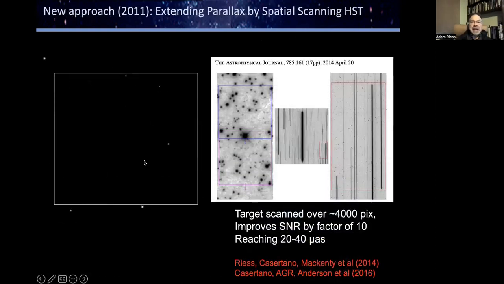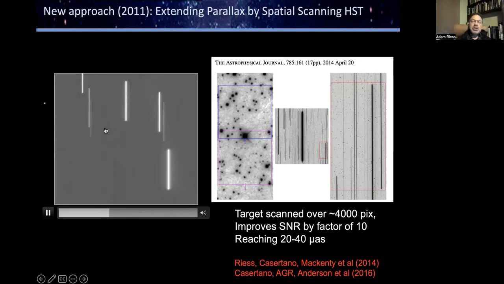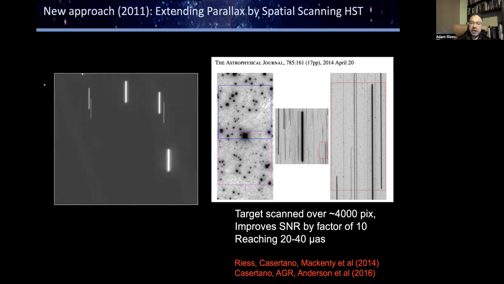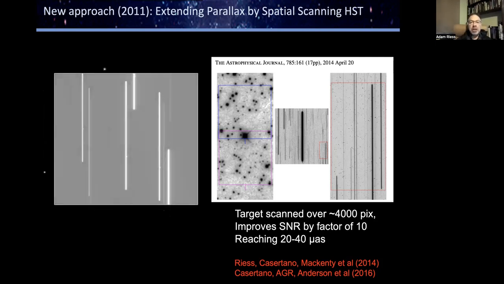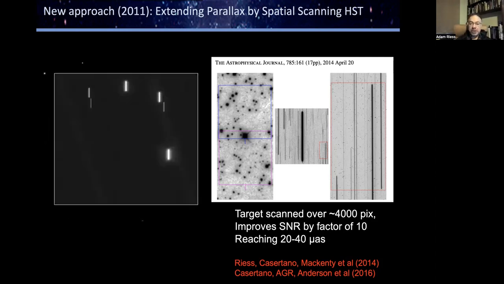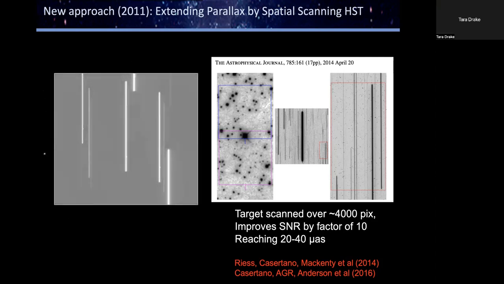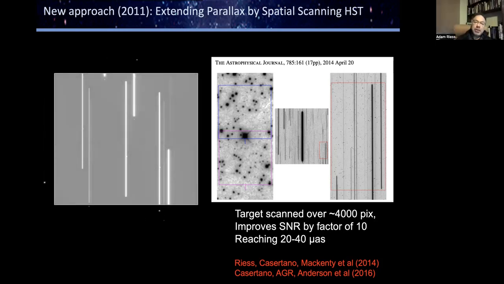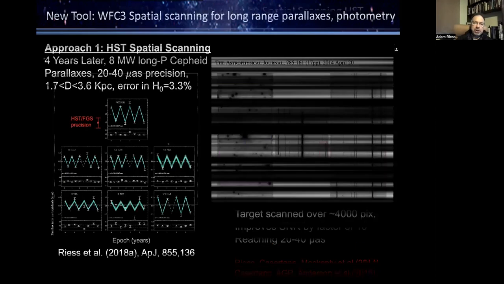So we developed a new technique for doing this about 10 years ago with the Hubble Space Telescope, and that was to spatially scan or drift scan the telescope during the observation so that the stars move by and you can measure the changing separation of the stars over the course of a year to much higher precision than you can with just staring mode observations where you have less pixels involved in the measurements. With this technique, we found we could get to 20 to 40 micro arc seconds. So that's quite good. That really does get us in the neighborhood of the precision we need.